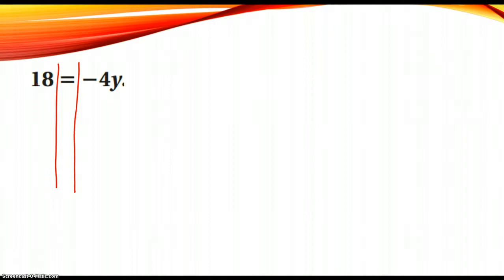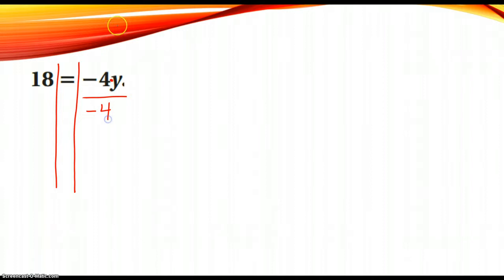Now, it means the same thing. We do the same process, but we're going to start obviously on our right side and deal with that in order to get our variable by itself. So here we have -4 times y. That means when we have a coefficient, a number next to our variable, that's multiplication. So what we do to undo multiplication is division.